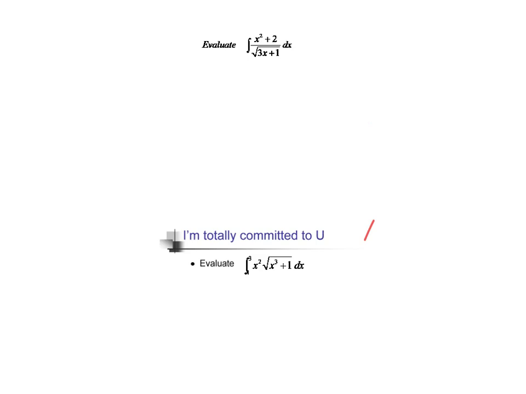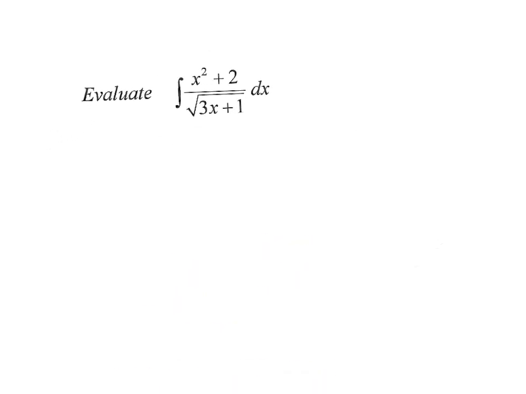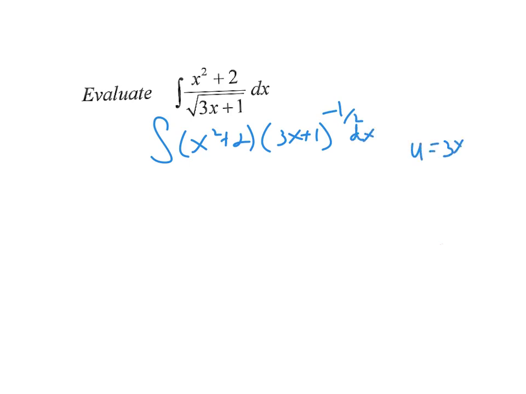We're going to erase that. But again, rewrite it if you need to, so you can integrate x squared plus 2, times 3x plus 1 to the -1/2 dx, and then think about your u, right? So your u is going to be 3x plus 1.